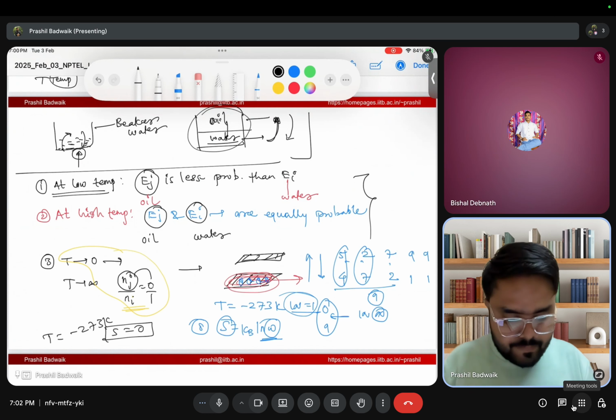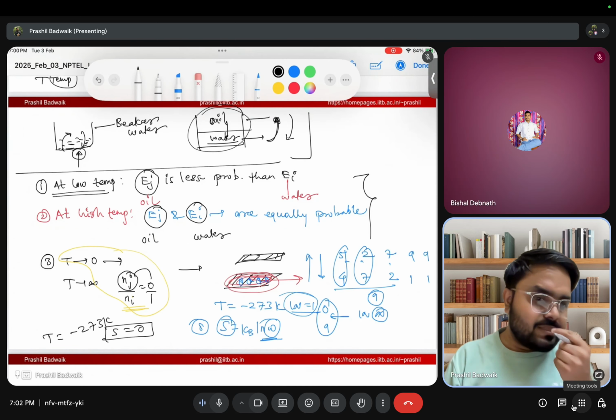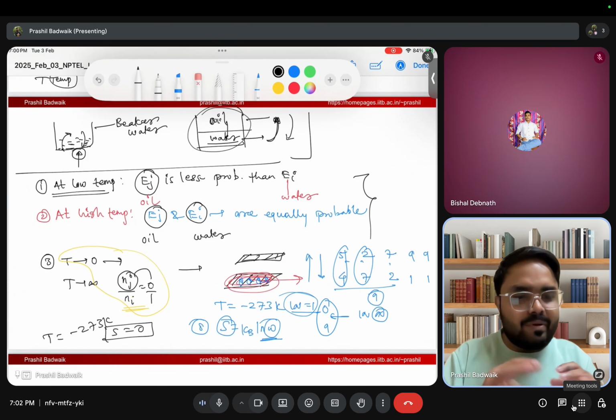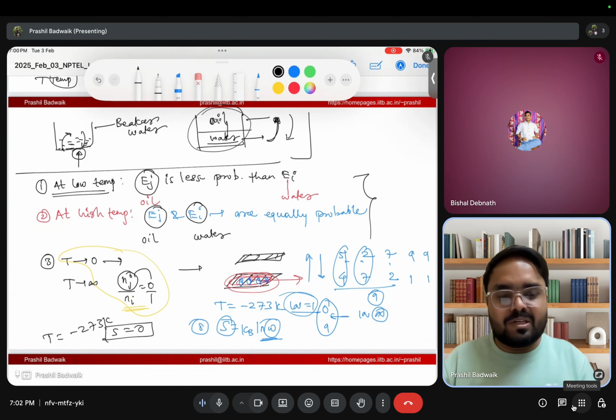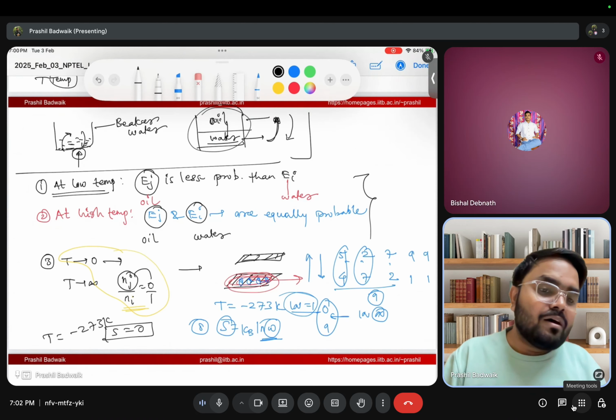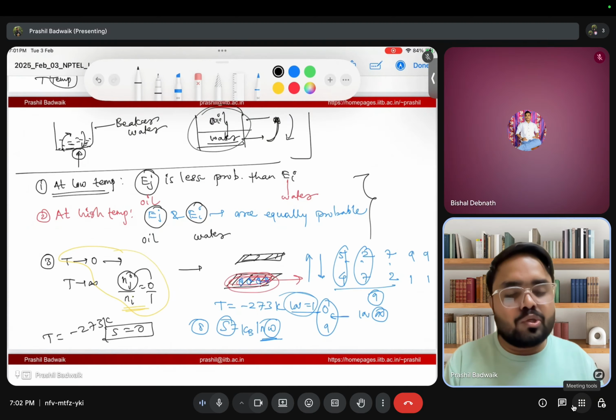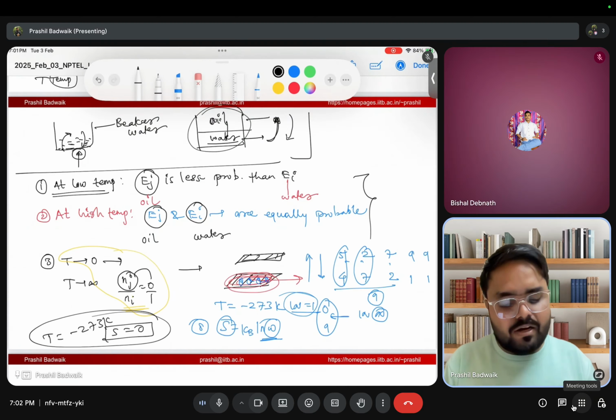Correct. Okay. So at that temperature, you can see there is only one way in which I can distribute the molecules. All will be in the ground state. That means W is equal to 1, and entropy is equal to 0. That's why the third law says, for an isolated system, right, at absolute 0, entropy is equal to 0. This is the validation for that.